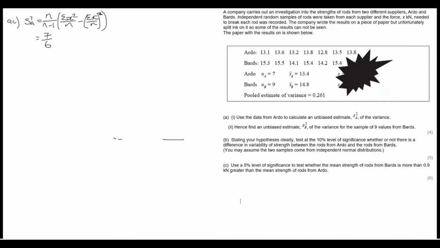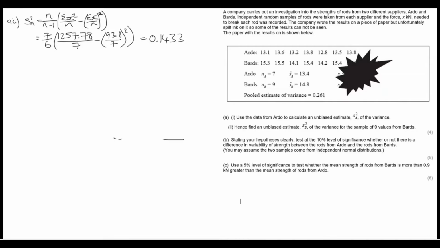So 7 over 6, 1257.78 over 7, and then 93.8 over 7, squared. Okay, just enter that into the calculator and we get 0.1433. So that's going to be S squared, our unbiased estimate of the variance.